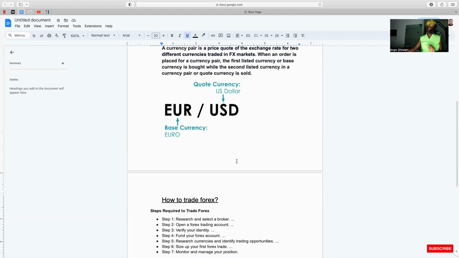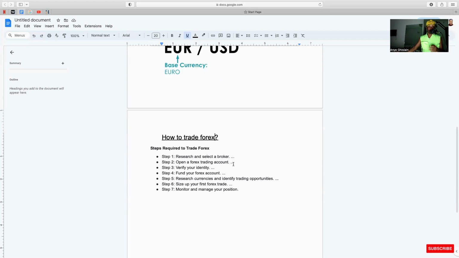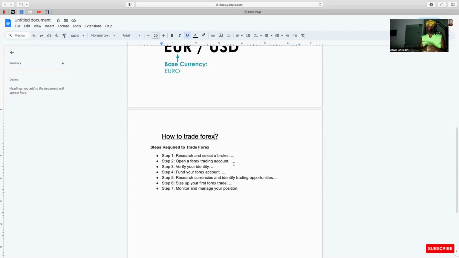So now what next should you know as a beginner trader who's just getting into Forex? You should know how to trade, all right? So how do you trade Forex? There are a few steps that I spotted on the internet when I was doing my research for you guys. There are steps required to trade Forex. These are the steps you need to follow as a complete beginner in order for you to have an idea of what this is and how you can start going about it.